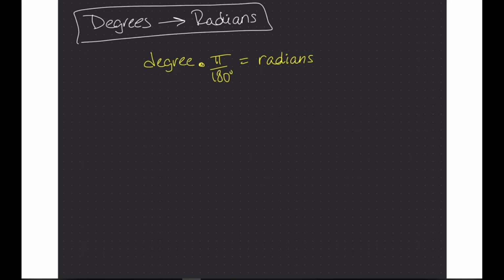So let's pick an angle. Let's say, how about 30 degrees? So 30 degrees to radians. So 30 times pi over 180. We can either write it out or you can go ahead and simplify it from here. 30 goes into 30 once. 30 goes into 180 6 times. So we're going to get pi over 6 radians.